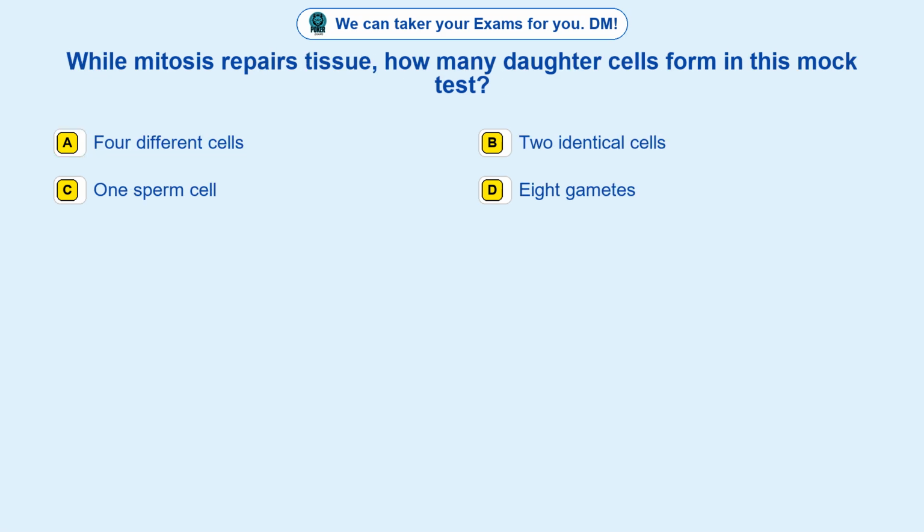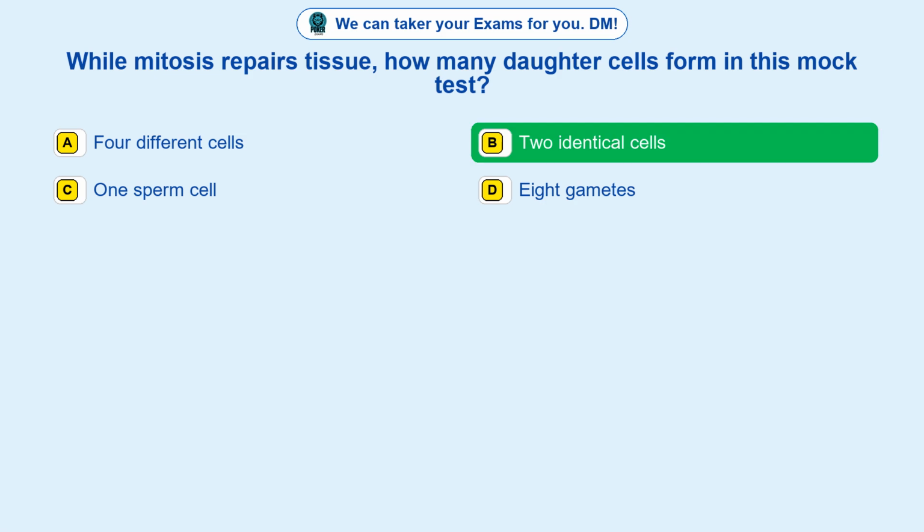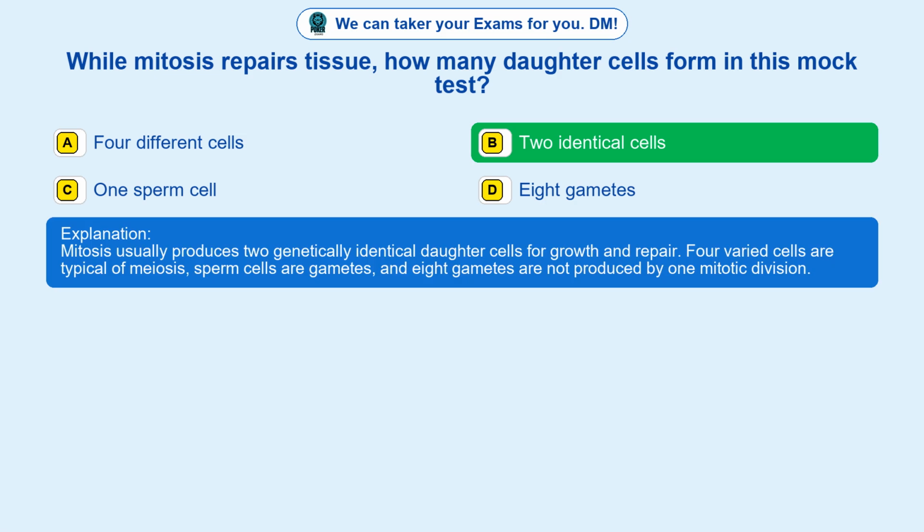Question 24. While mitosis repairs tissue, how many daughter cells form in this mock test? Option A. 4 different cells. Option B. 2 identical cells. Option C. 1 sperm cell. Option D, 8 gametes. The correct answer is option B. 2 identical cells. Mitosis usually produces 2 genetically identical daughter cells for growth and repair. 4 varied cells are typical of meiosis, sperm cells are gametes, and 8 gametes are not produced by 1 mitotic division.